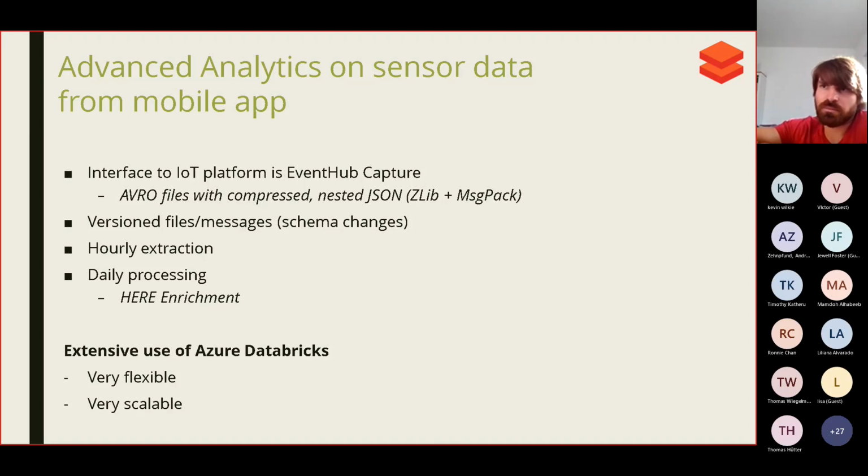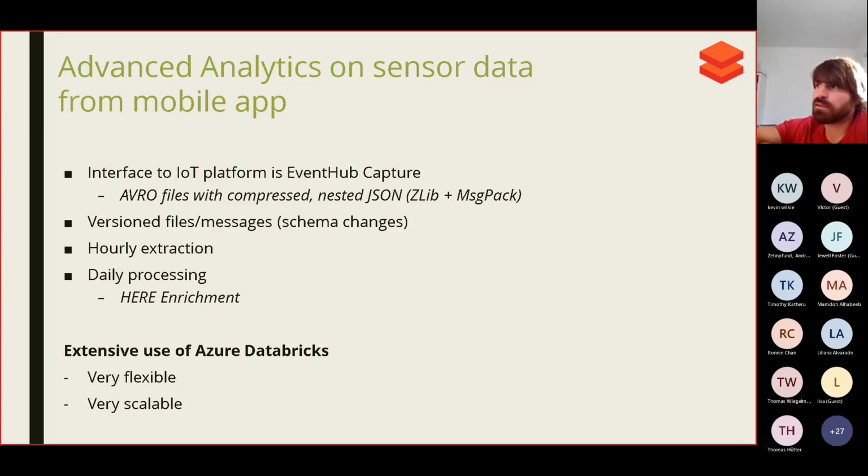Simply because those systems usually work much better with batch processing than they do with streaming, especially if you have a lot of updates. So that was the main reason here. And then the most complex part is this HERE enrichment. We only did it on a daily basis, because it's easier to send a huge batch in once than sending small batches every minute, for example.